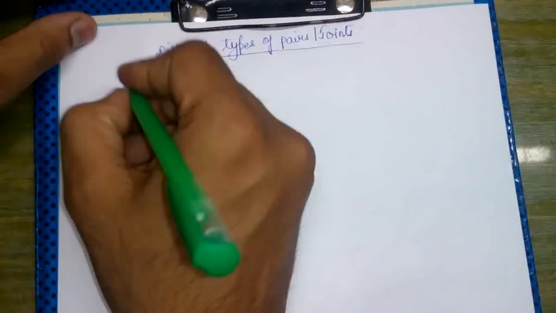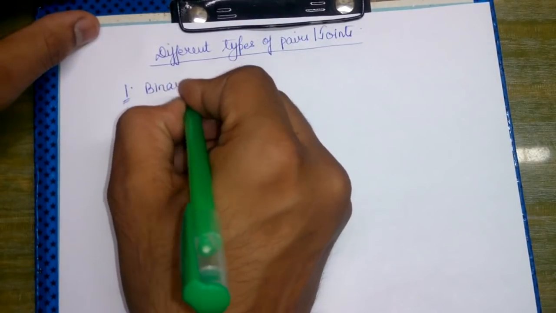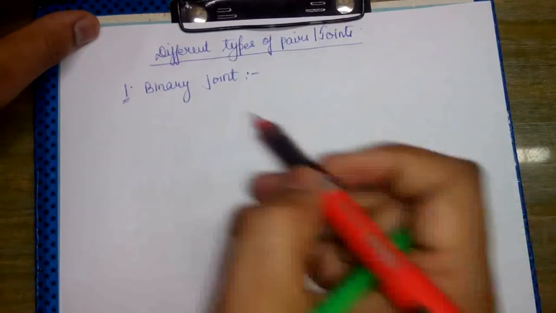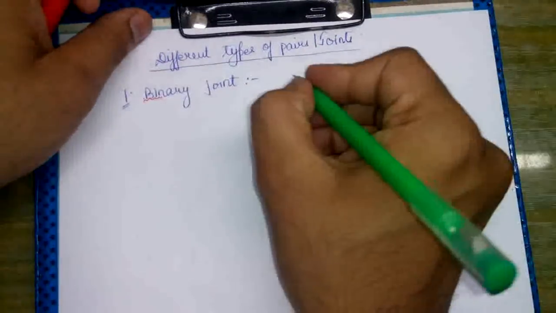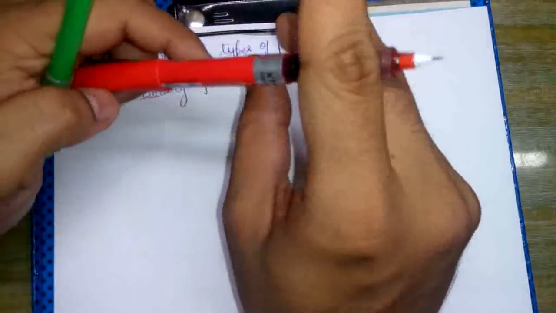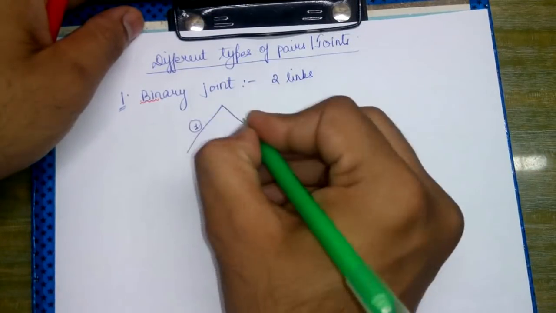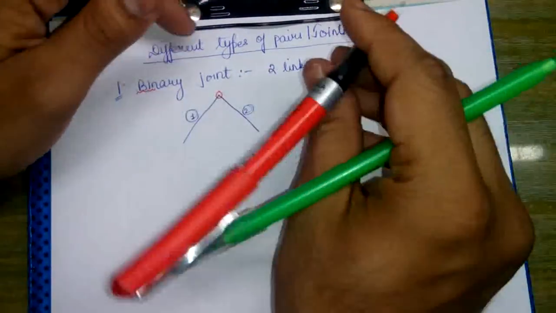Now, the first type of joint that we will discuss is a binary joint. As the word suggests, the root word bi means two. So here two links are joined. For example, this is the first link, this is the second link. So this becomes a binary joint.